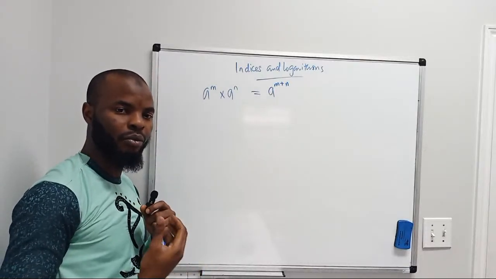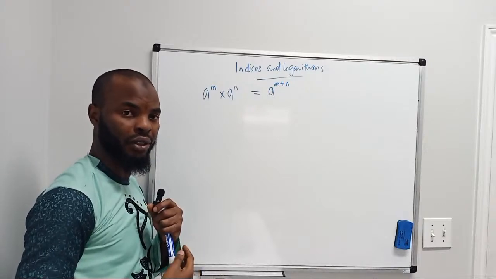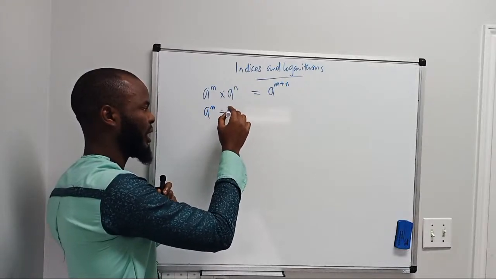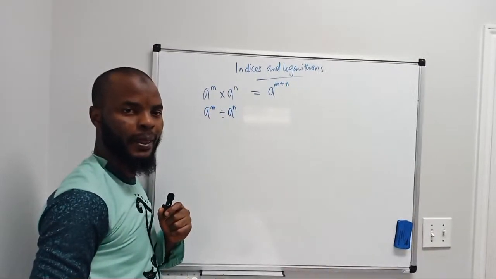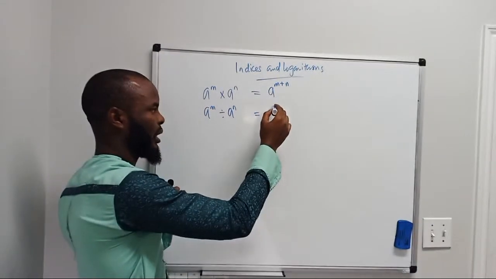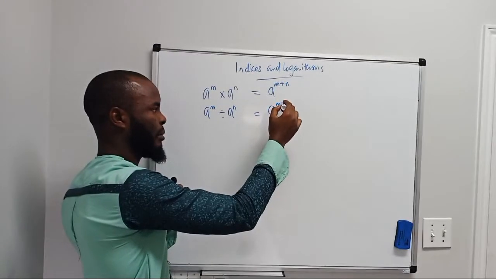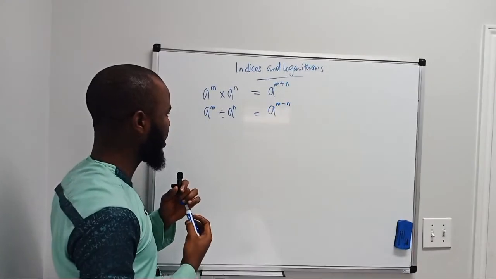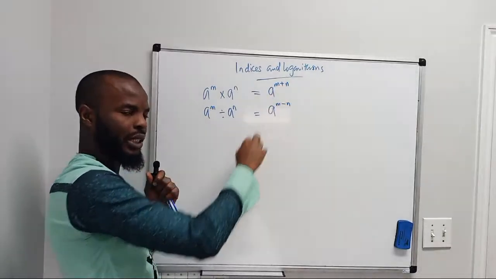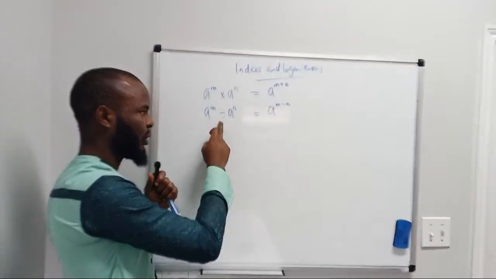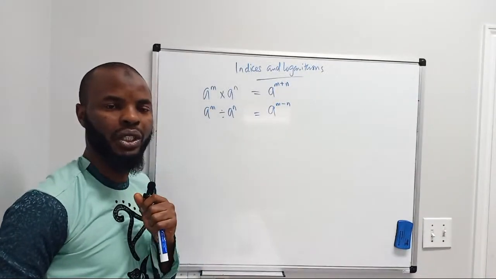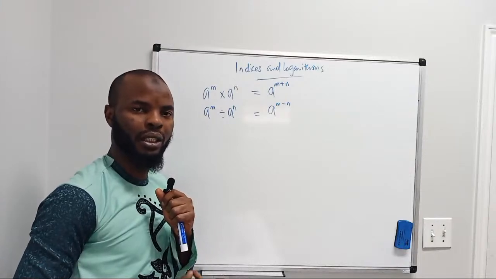The same rule can be applied when you have division. Here it's going to be a to the power of m divided by a to the power of n, which is the same as a to the power of m minus n. So what changes is that for the first rule, multiplication changes to addition, and in the second rule, division changes to subtraction.